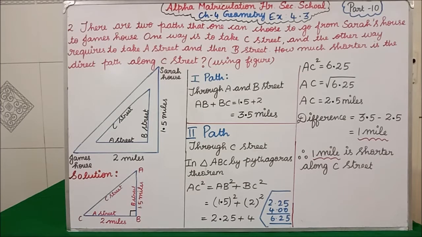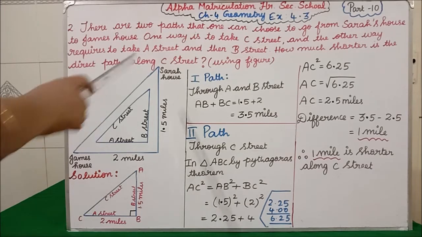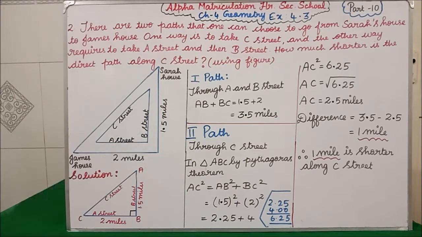Students, all of you clear about the second question? This is a very simple question. We are traveling in two paths. The first path is what? We are traveling through A street and B street. The second path, we are traveling only through C street. We have to find how many miles it is extra when we are traveling through A street and B street. Clear? Okay, next we are going to see the third question.